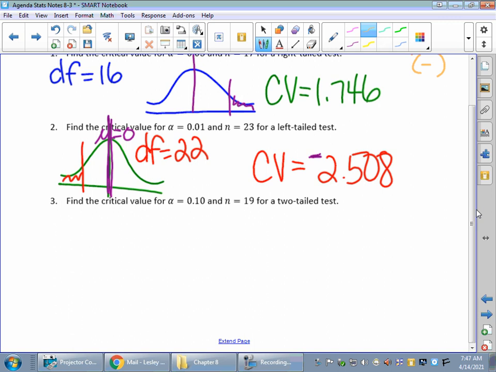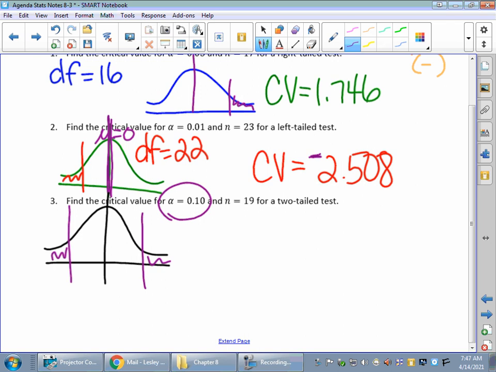So what about number 3 then? Find the critical value for alpha equals 0.10 and n equals 19. So that means the two shaded parts are 0.10. Degree of freedom equals 18. So I'm going to go over to my alpha of 0.10 in the two-tailed part, the bottom row, and then I'm going to go down to my degree of freedom of 18. I believe that gets you a critical value of 1.734? Double check my math.